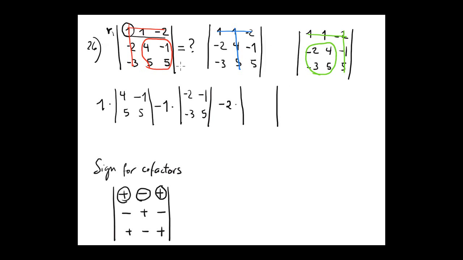So it is negative 2, 4, negative 3, and 5. Remember, to evaluate the determinant, you multiply this times this plus, this times this minus, this times this plus, this times this minus, this times this plus, this times this minus.